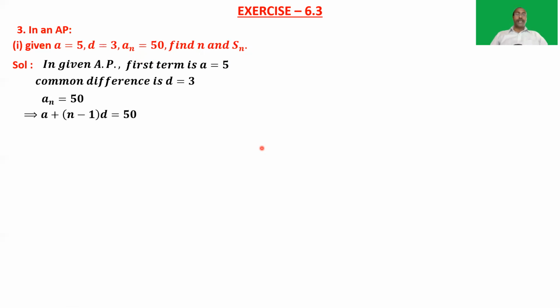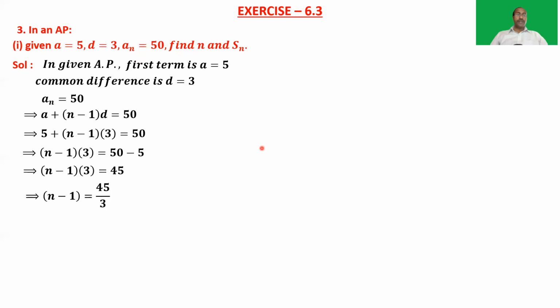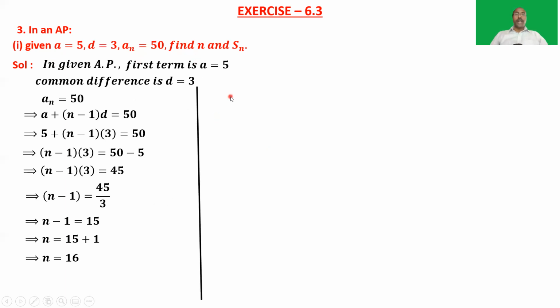And now we can substitute a is equal to 5 and d is equal to 3 in this equation. And from this, we can write n is equal to how much? n is equal to 16. That is, we have 16 terms in given arithmetic progression. That is, n is equal to 16.